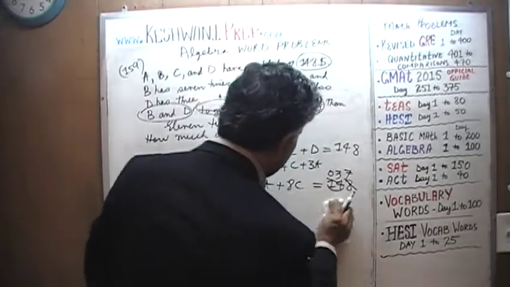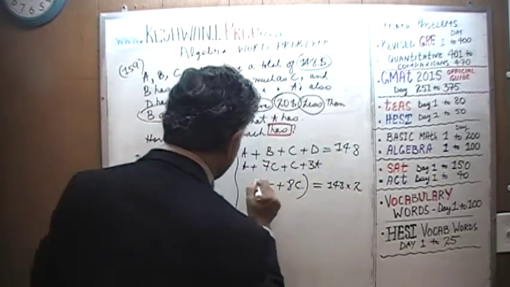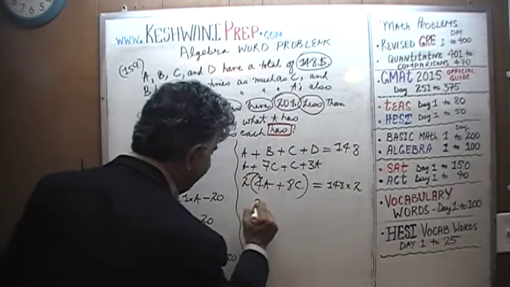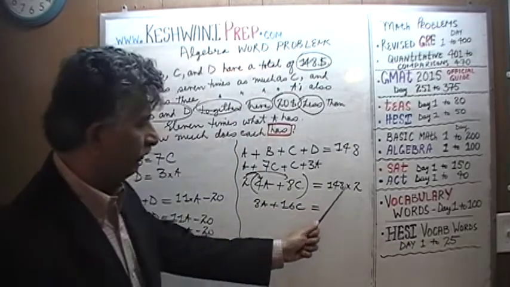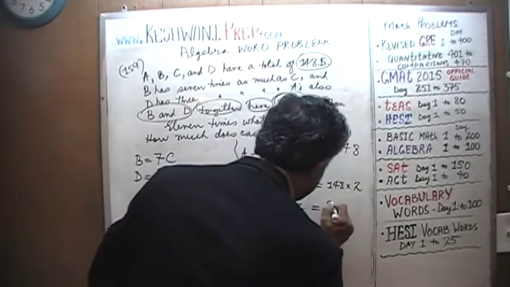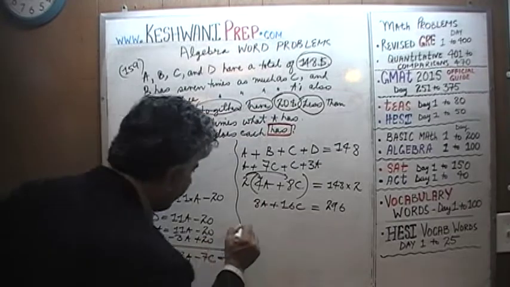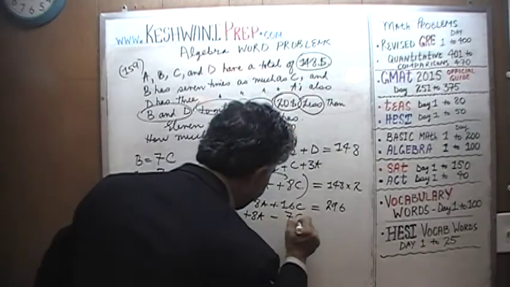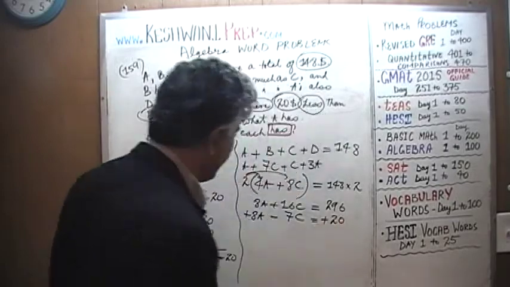Let's leave it like this, 148, and just multiply this entire equation by 2. So here we go. 4 times 2 is 8A, 4 times 8 is 16C, equals 148 times 2. 150 times 2 would be 300, so it's going to be 296. And now write this equation underneath it. So we have 8A, which has a positive sign in front of it, minus 7C equals 20, which also has a positive sign.